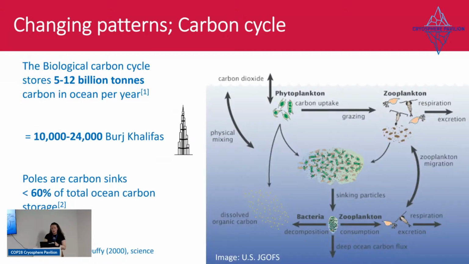And then we need to think about their role in the carbon cycle. If you think about the carbon pump, remember that was 5 to 12 billion tons of carbon in the ocean per year, so that's 10,000 to 24,000 Burj Khalifas, and the poles themselves are responsible for a huge chunk of that biological carbon. And so if we're impacting the animals and their ability to go through the biological carbon pump, we're impacting how effective oceans are at storing carbon.